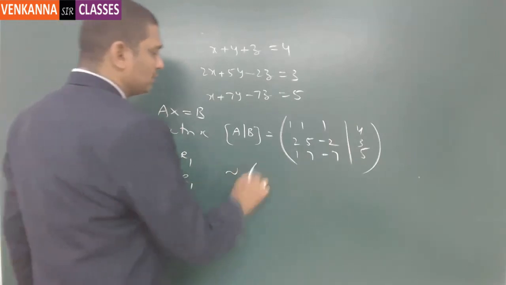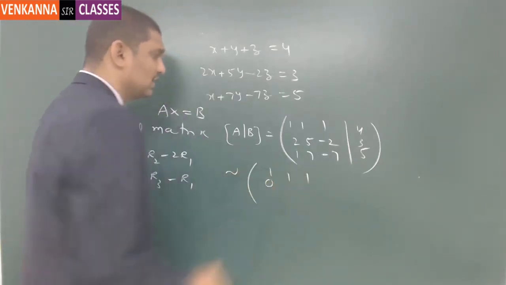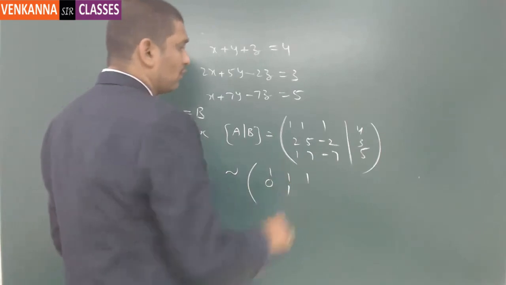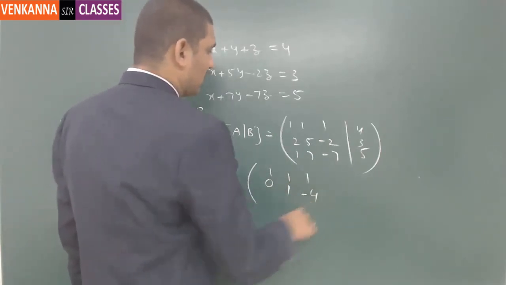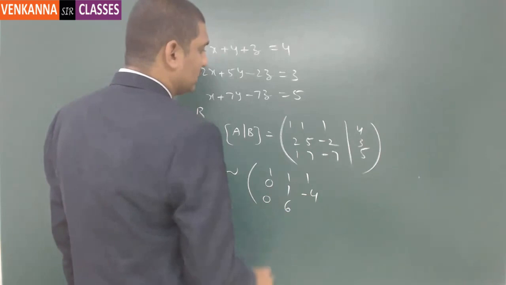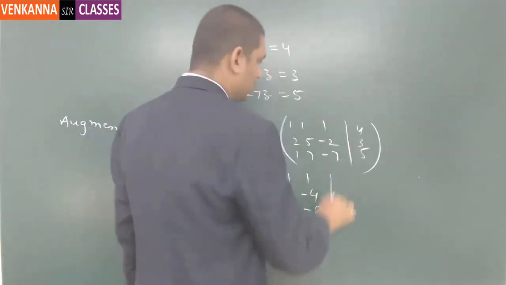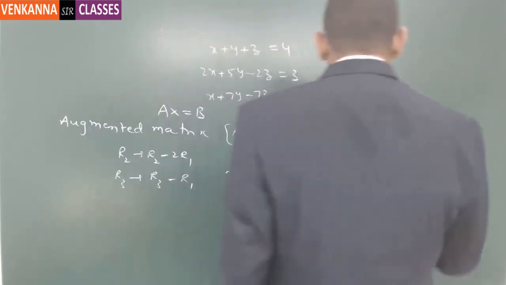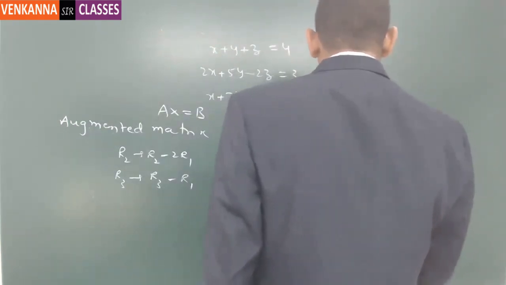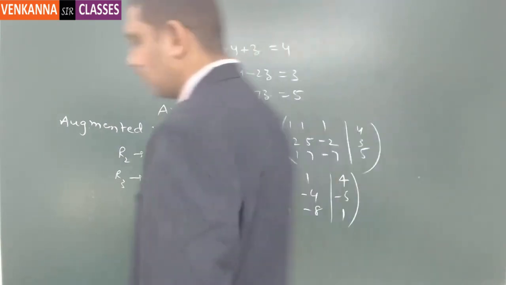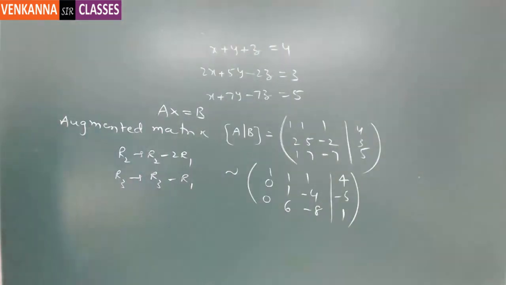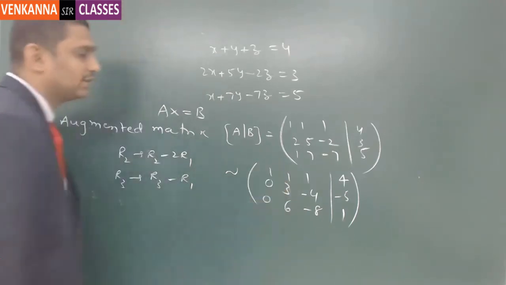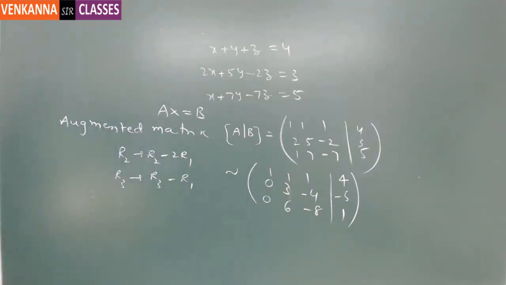So it will be equivalent to 1, 1, 1, 0, 3, minus 4, 0, 6, minus 8, oblique 4, and this will be 1. R2 tends to R2 minus 2 R1, 4 minus 5, 1. Accepted? And you will say R3 minus R1, it will be 3. Right? Agreed all?